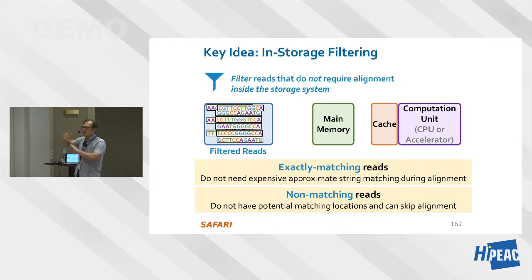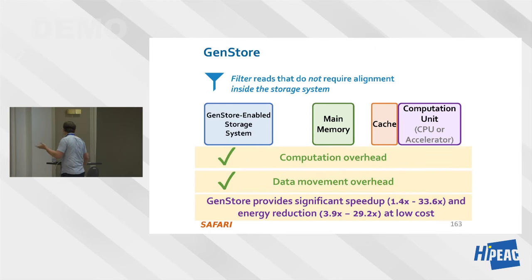In fact, we have a lot of works that showed that in the past. So you can actually do these computations relatively simply on the storage system without adding a lot of logic. And we do that, and we reduce the data movement overhead. Again, without going through a lot of details, we see significant speedup and energy reductions at low cost. The speedup and energy reductions vary depending on your input set. It depends on what fraction of your reads exactly match the reference genome, and what fraction do not match the reference genome. If you're not able to filter effectively, then your performance and energy benefits are not high, of course.